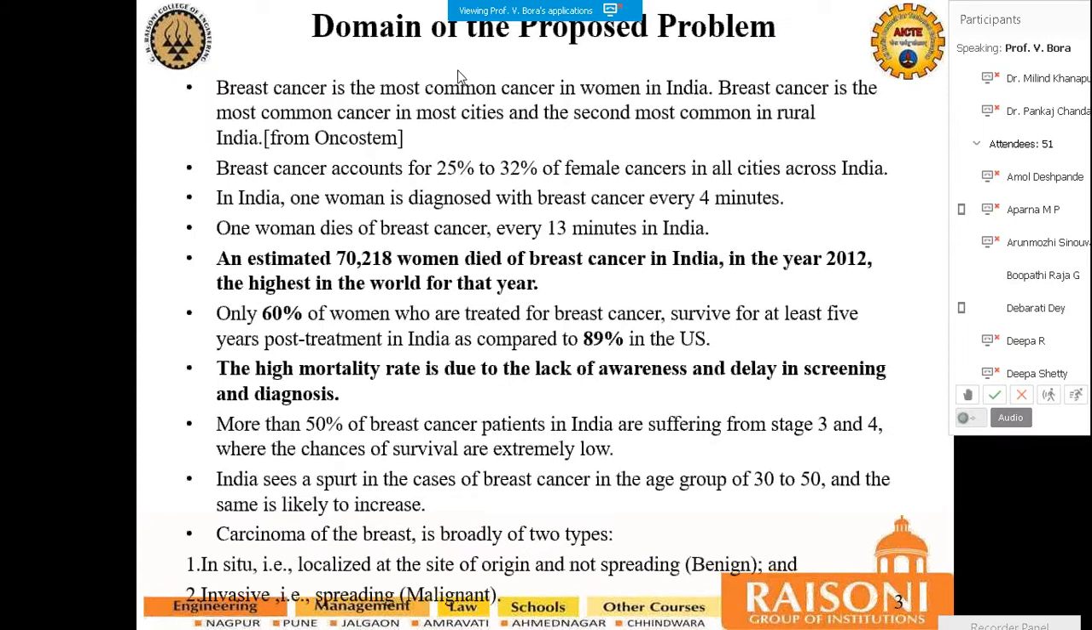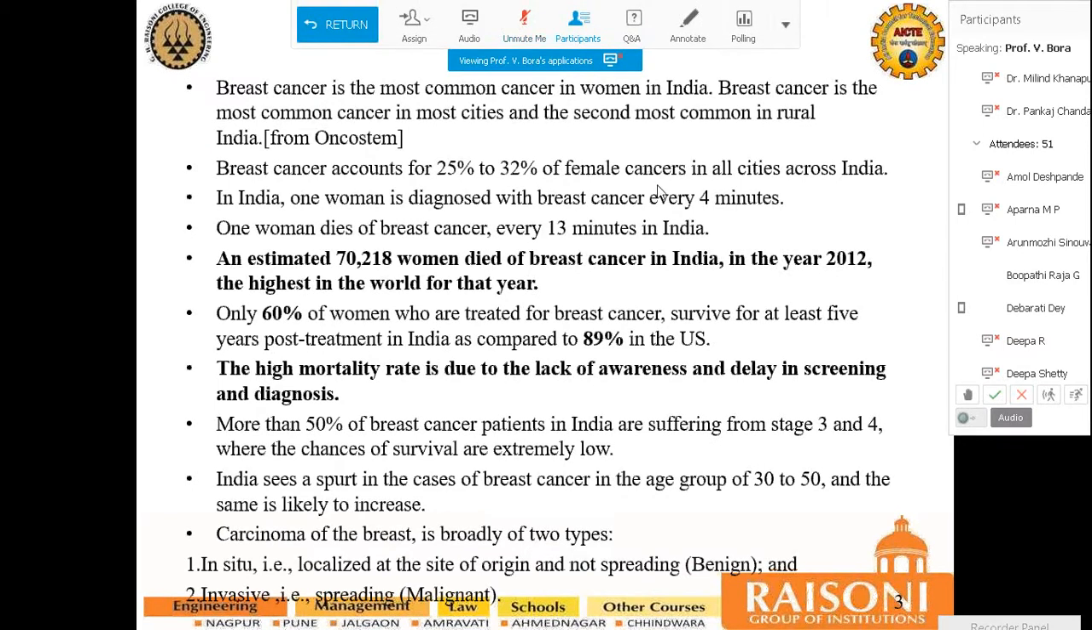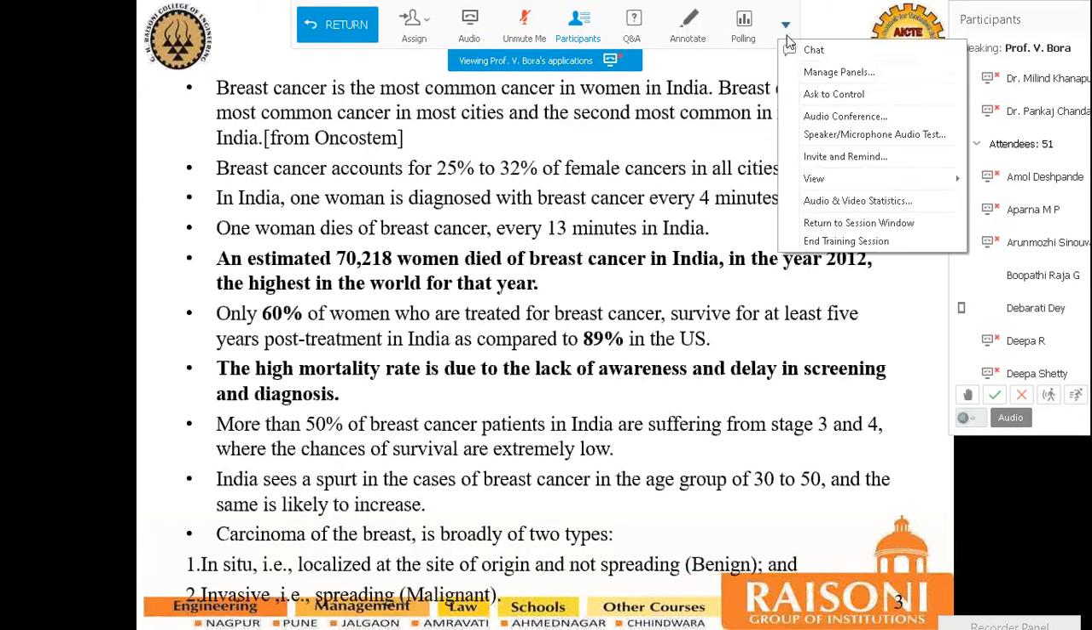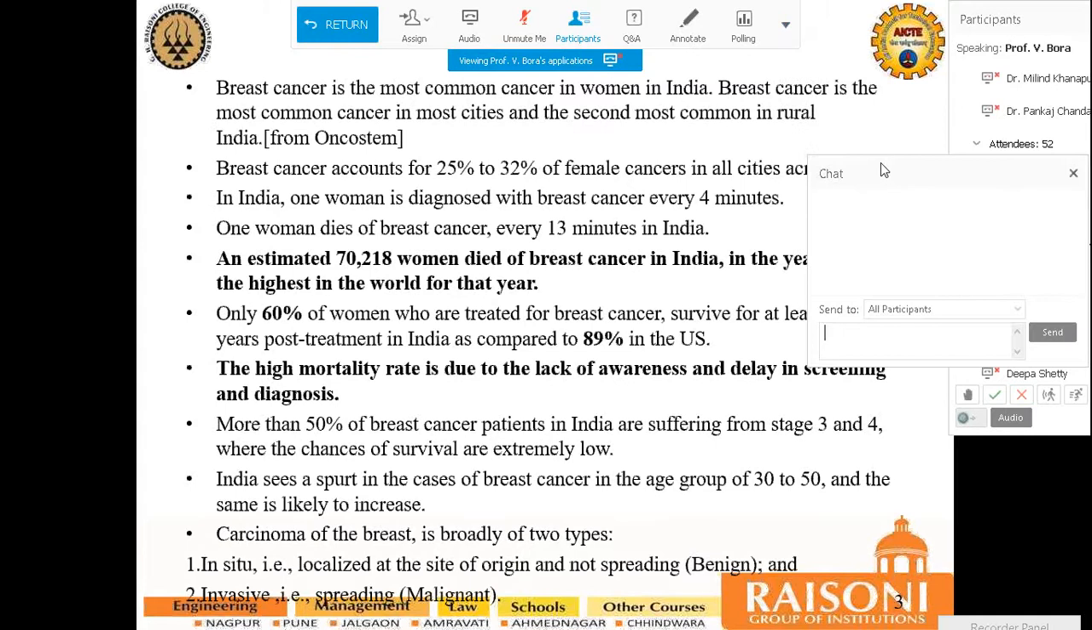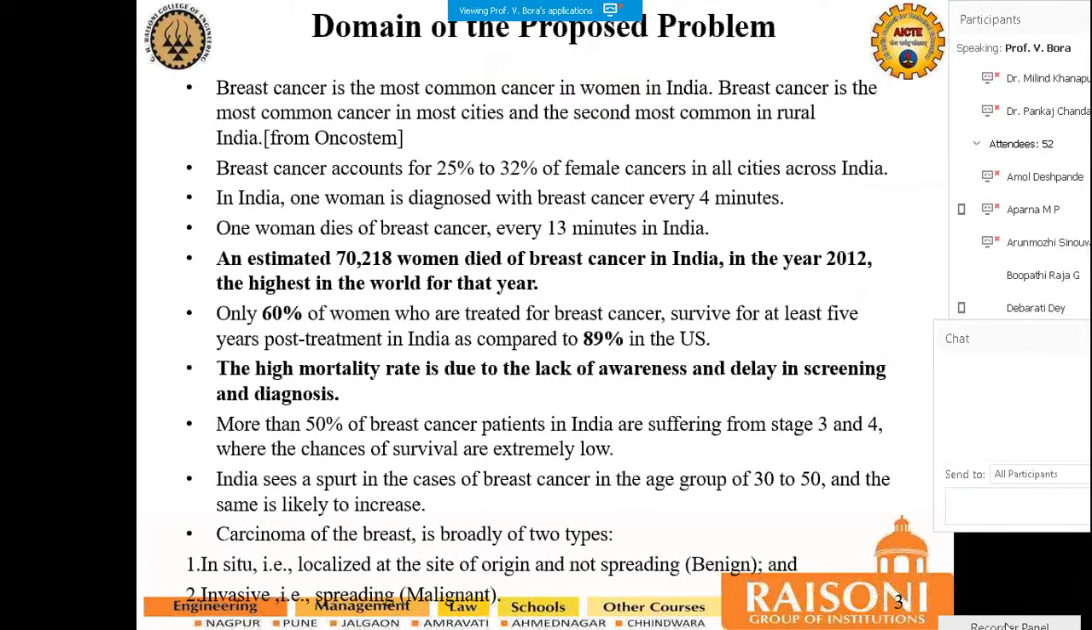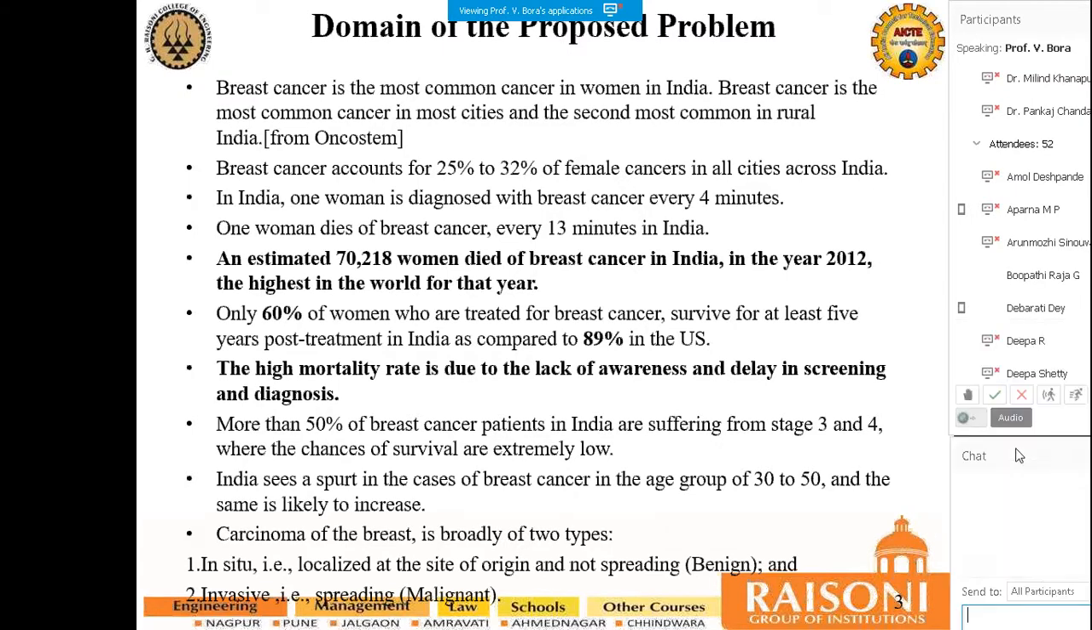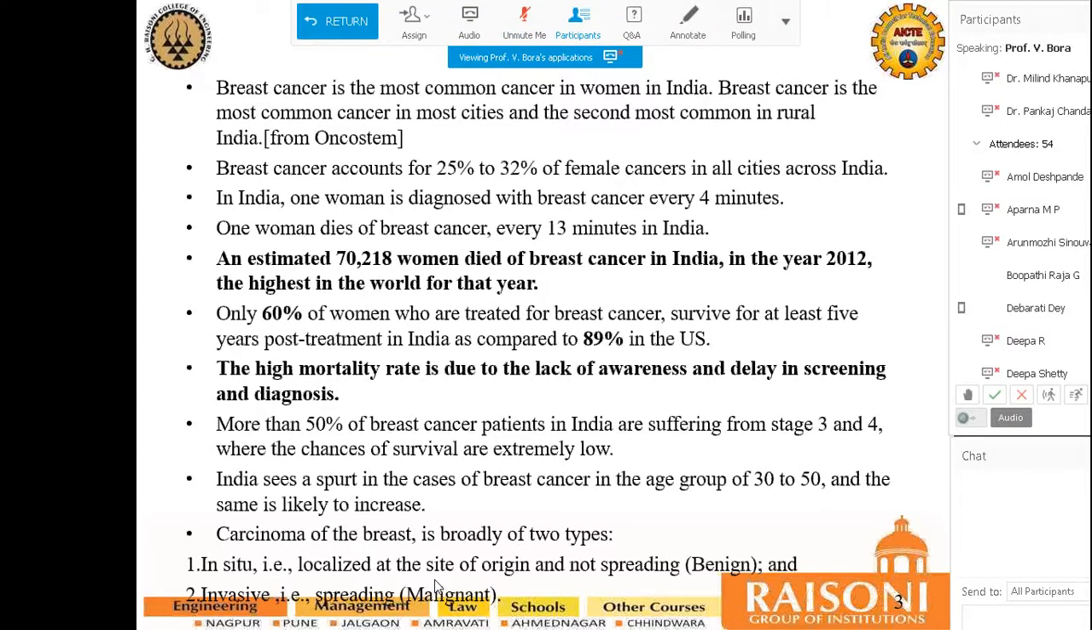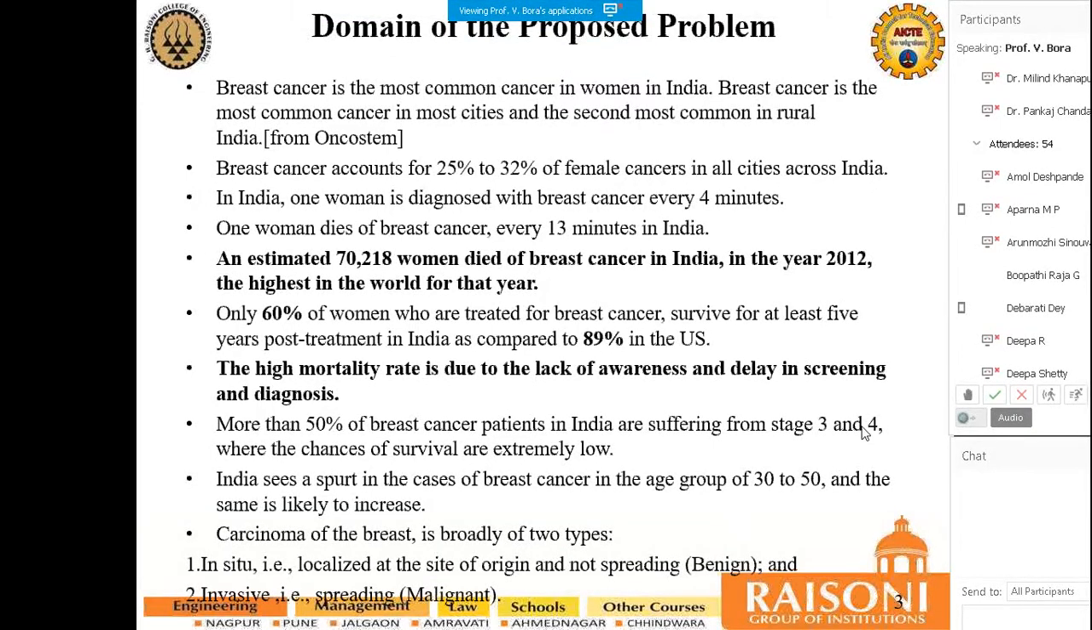Now, what is the domain of the proposed problem? Basically, breast cancer is the most common cancer in women. It happens in men also, but in women it is the most common cancer. In rural areas, it is the second most common. In every 4 minutes in India, one woman is diagnosed with this cancer, and in every 30 minutes, one woman dies. This is with statistics from the Onco. One estimate was that in 2012, it was the highest in the world in that year.